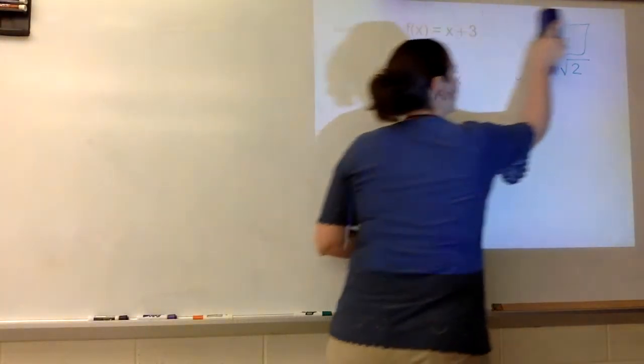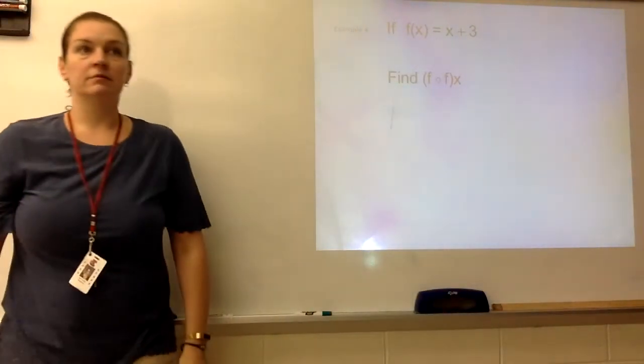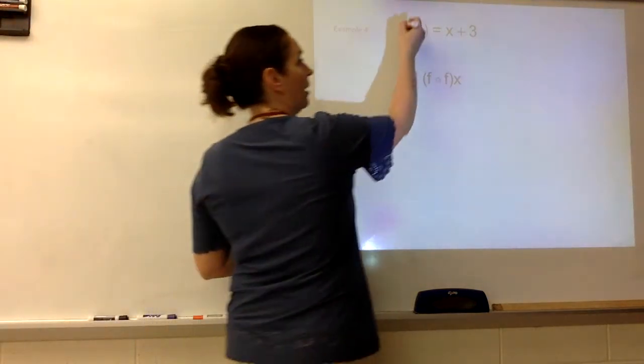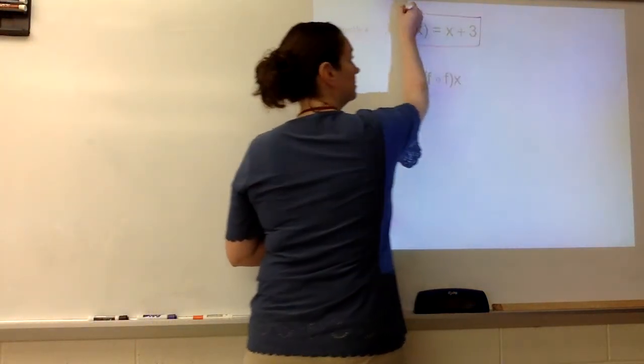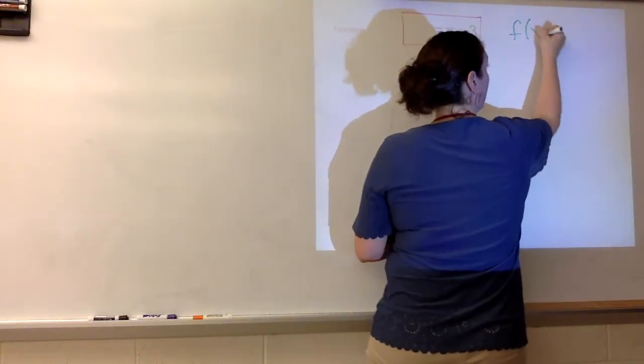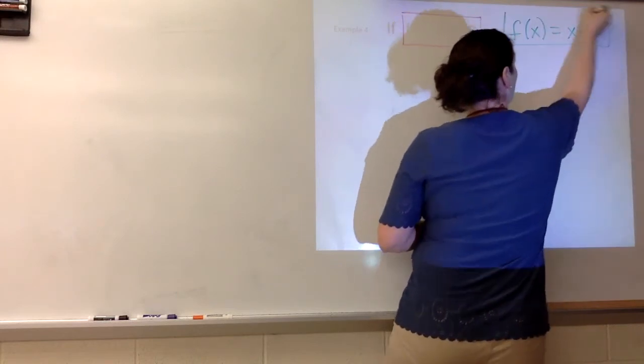Wait a second. I only have one function. Where's the other one that I have to plug in? Well, no problem. Here we go. Here's your red function. Your green function is going to be the same thing. F of x is equal to x plus 3. This is the one I would highlight, the green one.